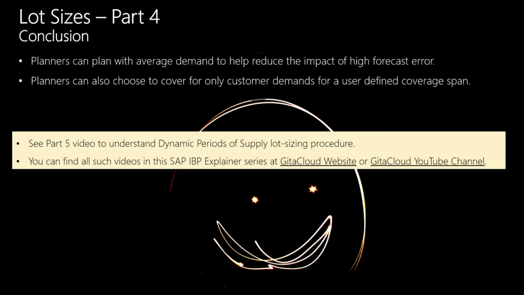In conclusion, static periods of supply lot sizing procedure supports planning with average demand, which helps to mitigate safety stock imbalances, in cases of high forecast error. Planners can plan forward cover just to support customer demands, and ignore dependent location or production demands. See Part 5 video to understand dynamic periods of supply lot sizing procedure.